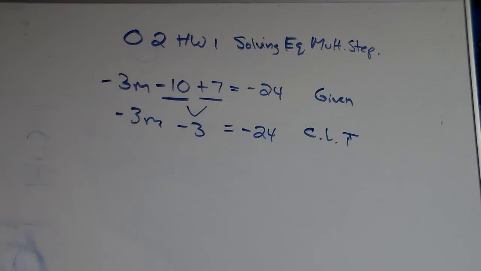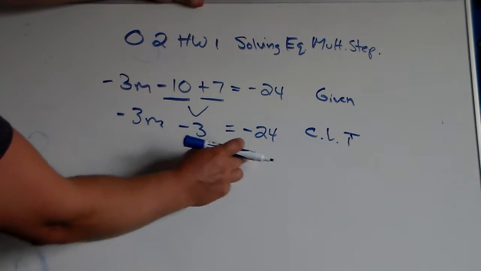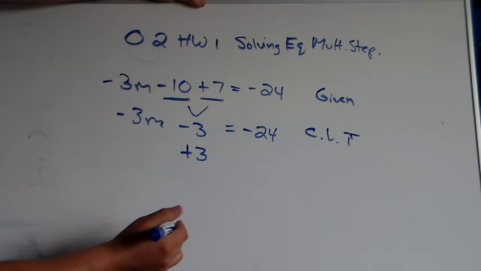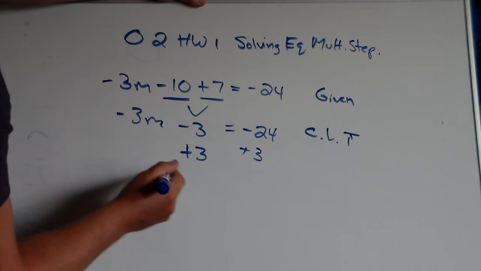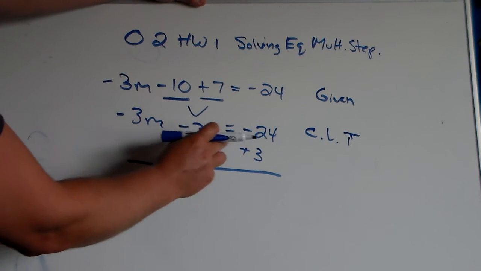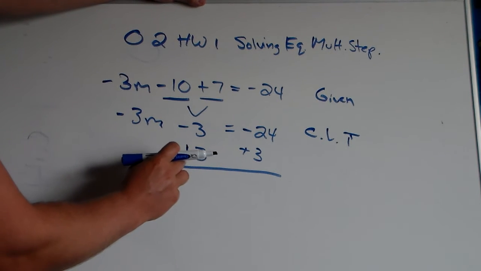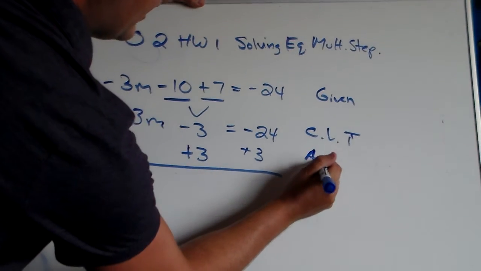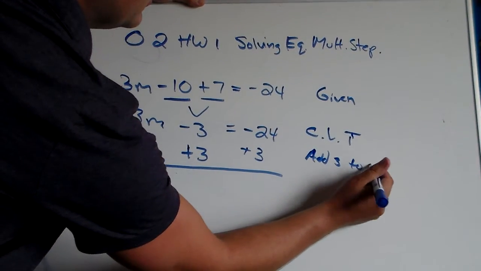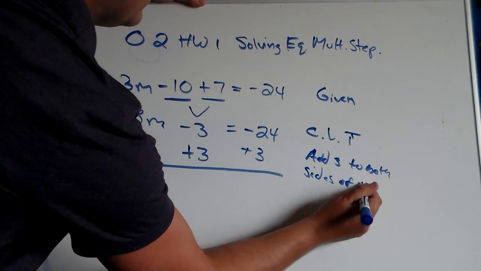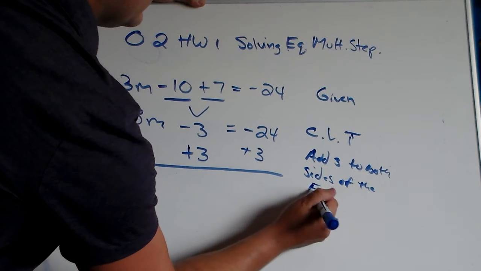The next step that we're going to do is add 3 to both sides, because our goal is to get the m all by itself. So we add 3 here. We add 3 there. Now since we're moving something to the other side of the equal sign, we got to make sure we add 3 to both sides of the equal sign. So what we did, add 3 to both sides of the equation.